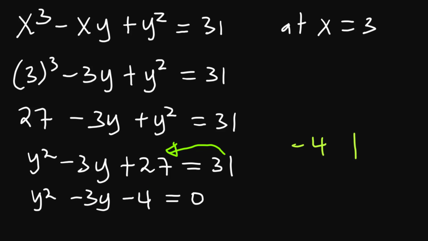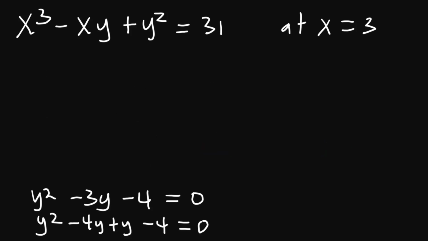Therefore, in order to factor this equation, all we need to do is replace negative 3y with negative 4y and positive y. Therefore, we shall have y to the power of 2. Now, instead of writing negative 3y, we shall write negative 4y plus y minus 4, and this will be equal to 0. Now we shall separate this into two parts.